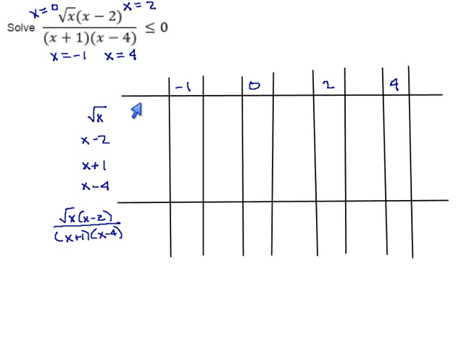Okay, so let's work our way through this. If x is lower than minus 1, the square root of x is undefined. If x is negative 1, the square root is undefined. If x is between negative 1 and 0, the square root of x is undefined. This is an unusual start, but okay. If x is 0, its square root is 0. And if x is anything positive, then its square root comes out positive.